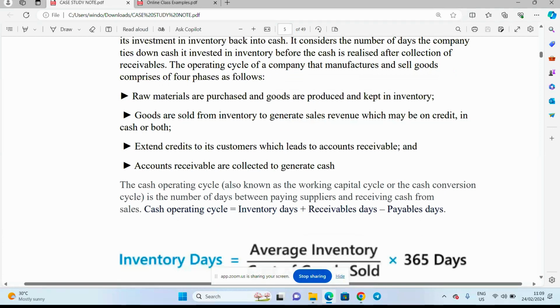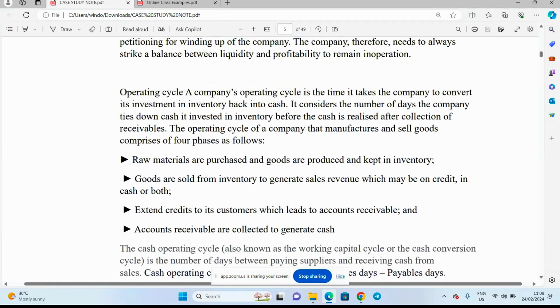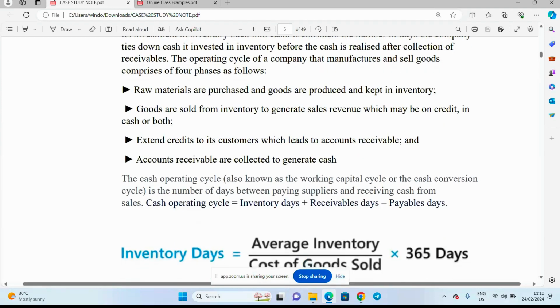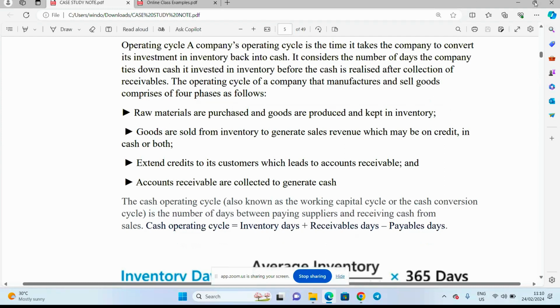So for the operating cycle, okay. The cash operating cycle just has to do with the capital you put in business. How long will it take you to recover your capital back? That's why the formula is cash operating cycle days equals inventory days plus receivable days minus payable days. You understand? Inventory days, we are going to calculate shortly. These are current asset days minus current liability days. It's as simple as that.